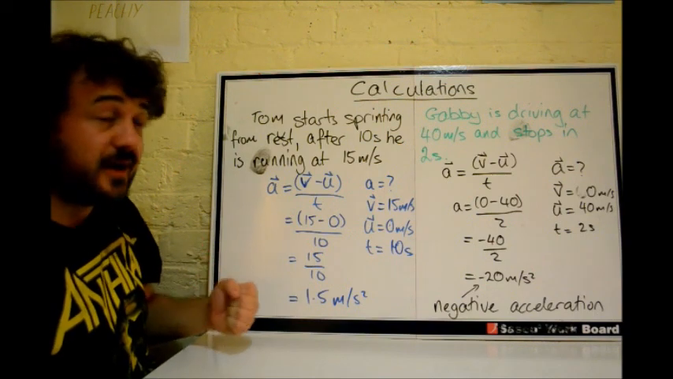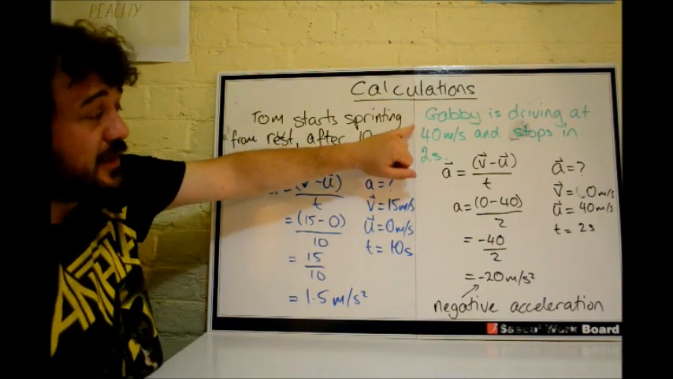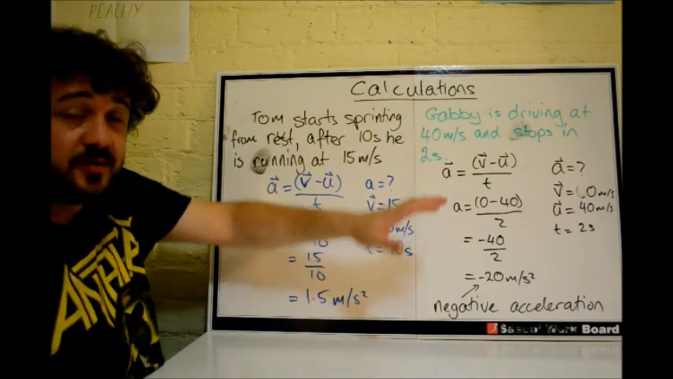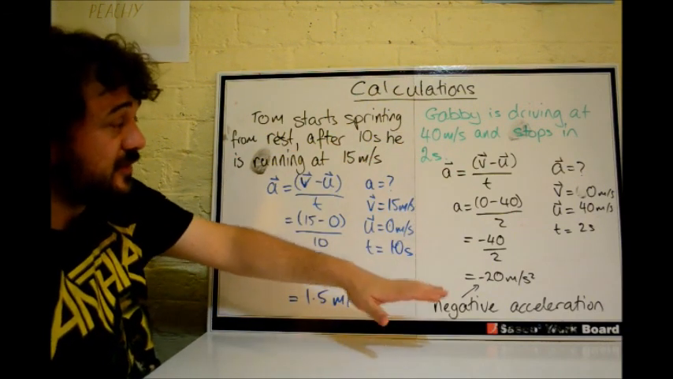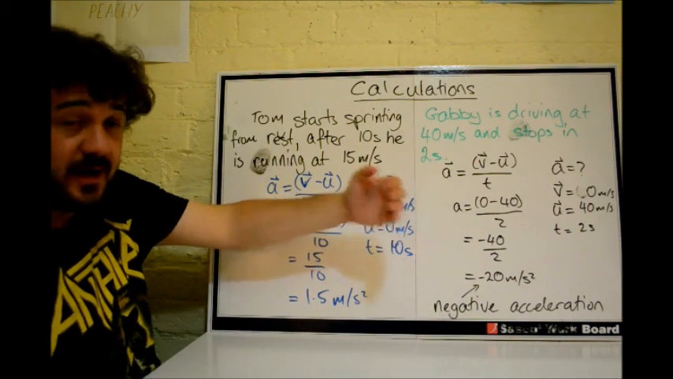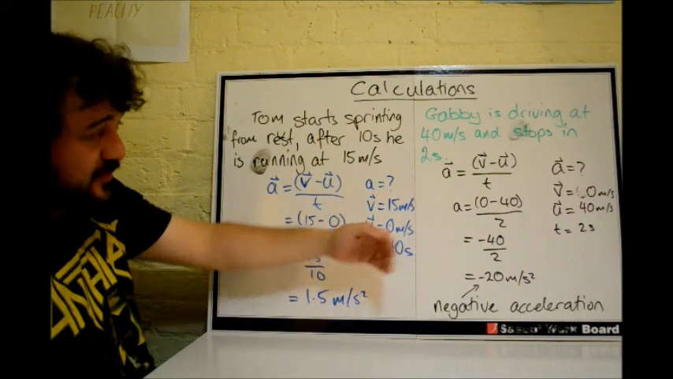So we've got Gabby now, she's driving at 40 meters per second and stops in 2 seconds. Slams on the brakes, she's in a school zone, doesn't want to run over a kid. Let's work out how hard she slowed down, how hard she stopped.